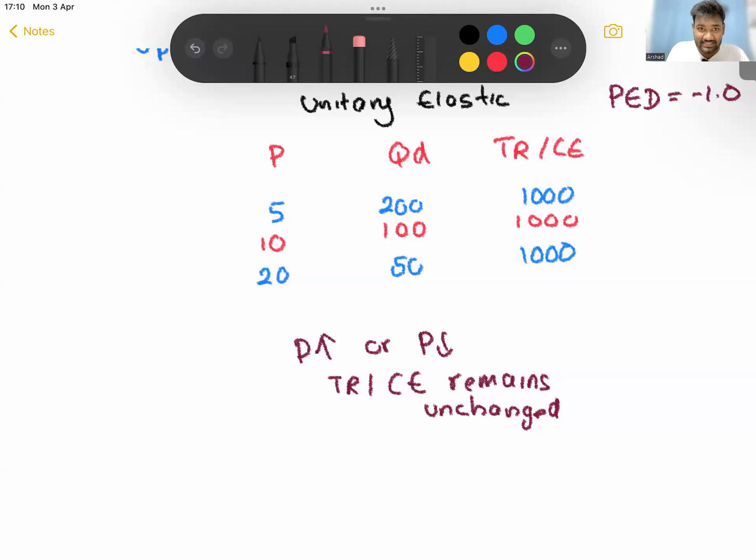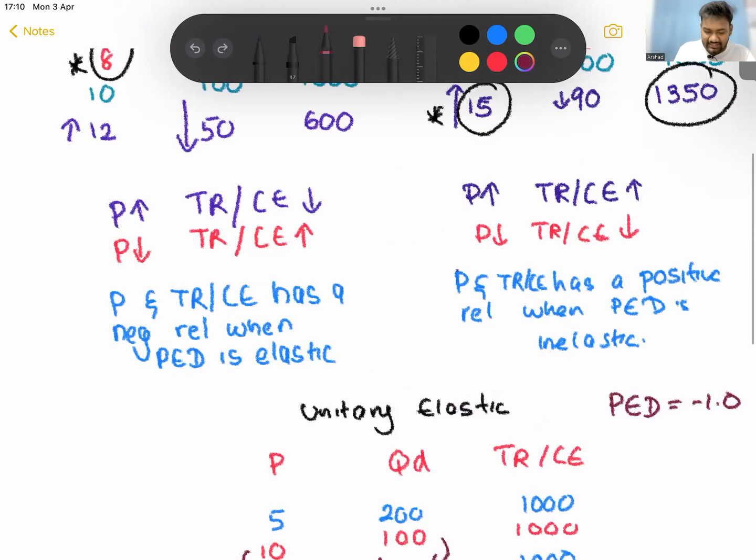There was a question, I'm guessing: if price increases, QD will also increase? No. If price increases, QD will decrease. As it went from 10 to 20, 100 went to 50. So price increased, QD fell. But since it increases and decreases by the same proportion, total revenue doesn't change. Okay. Yeah.